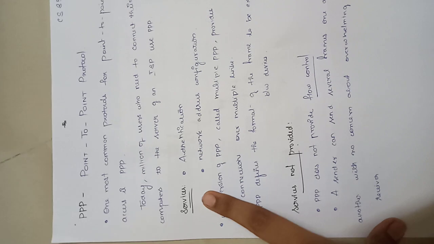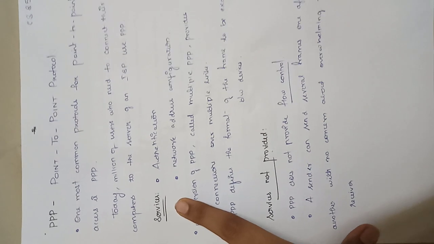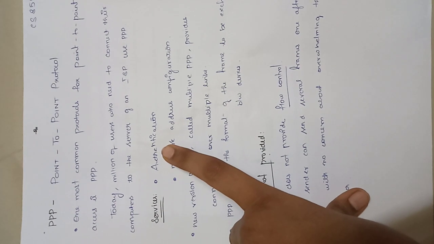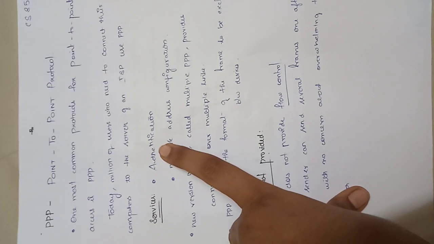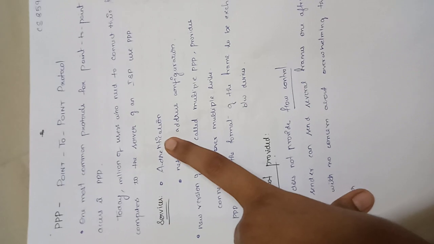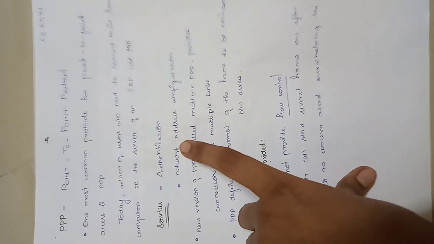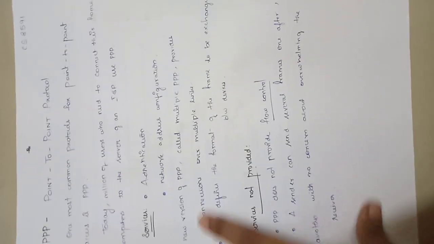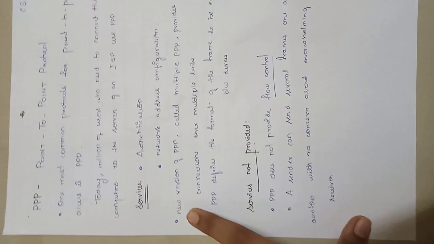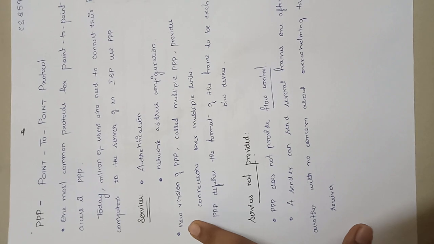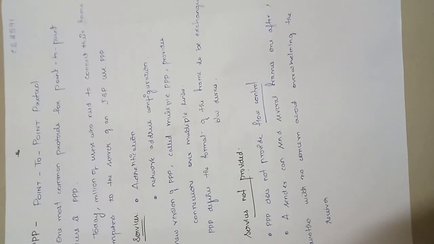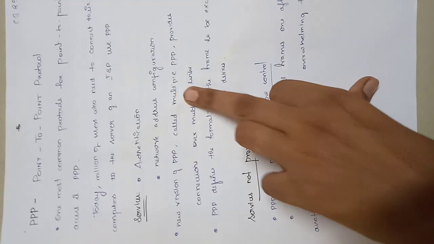So the services that are provided by point-to-point protocol is authentication. First, if you want to connect to a network, it will get authenticated. So the first service is authentication. Remember the authentication, and then network address configuration. It will verify the address and the IP address, then it will connect. And then a new version of PPP called multilink PPP provides connection over multiple links. If you want multiple links, then you can use multilink PPP.